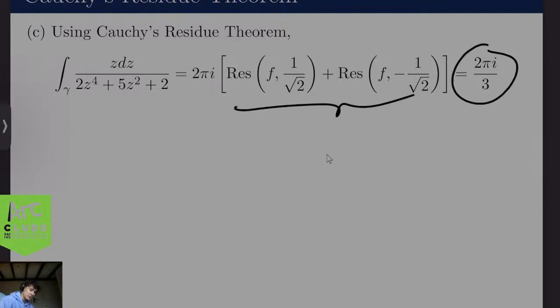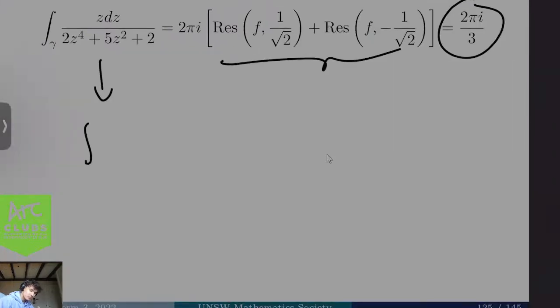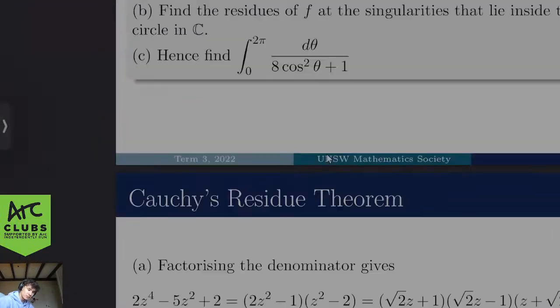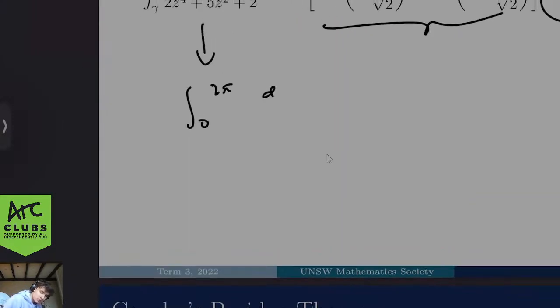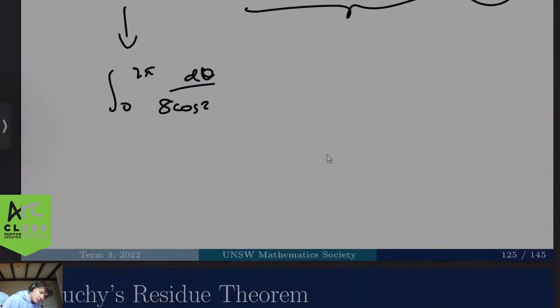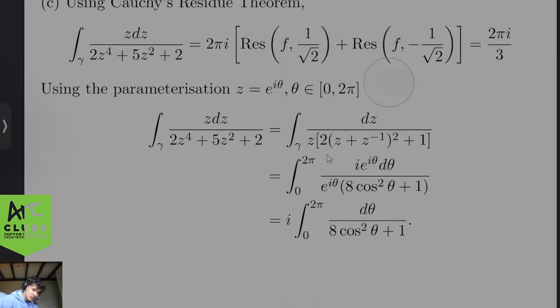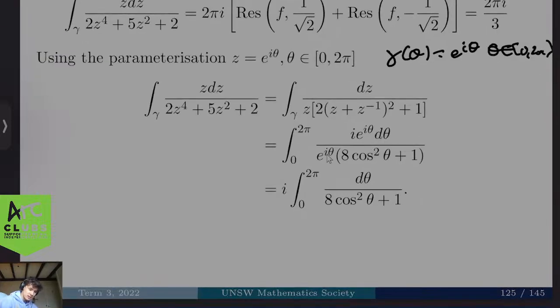Now we have this integral, we have to somehow relate that to the integral which was from 0 to 2 pi of d theta on, what was it, 8 cos squared theta plus 1. So in order to do this, think, how can I parameterize this actual contour integral? It's a simple parameterization because it's a unit circle. So we'll have our curve is e to the i theta from theta is 0 to 2 pi, and we just sub z equals e to the i theta.